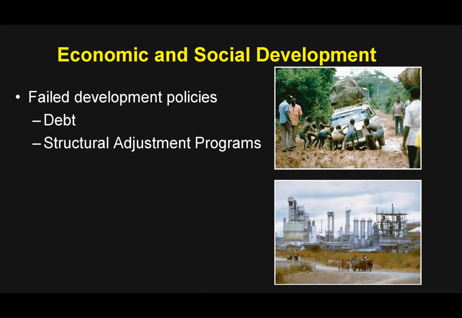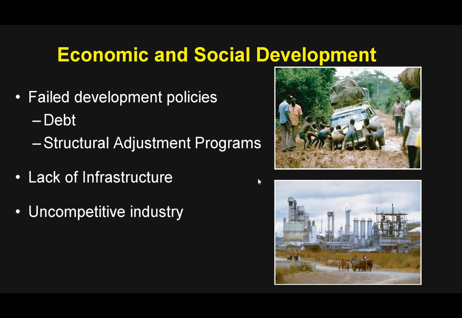So on the bottom is a failed oil refinery. On the top, you can see the infrastructure, just the road networks. During certain parts of the year, the rainy season, they can become impassable. So even traveling is difficult. That's that lack of infrastructure. Industries are not competitive. And there is a lot of corruption and kleptocracy. And that's what kleptocracy is, when the rulers steal the money.